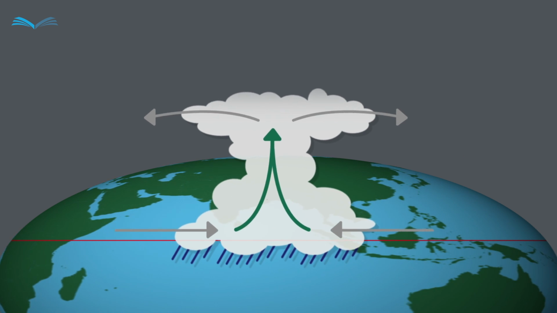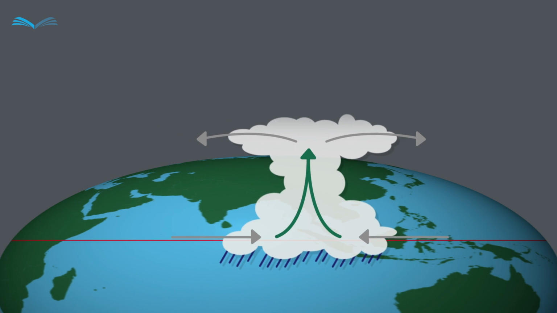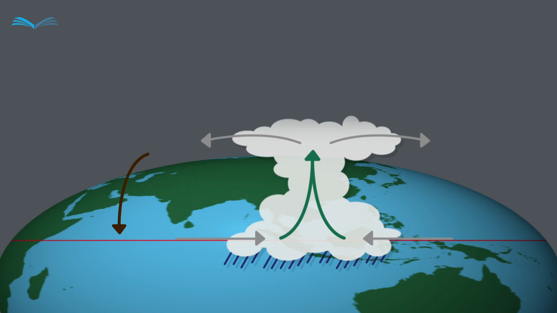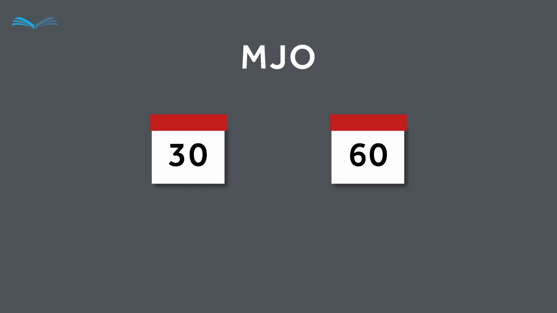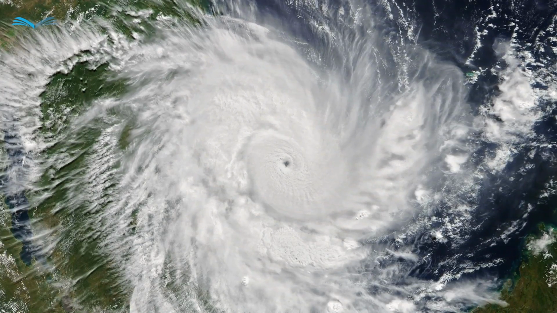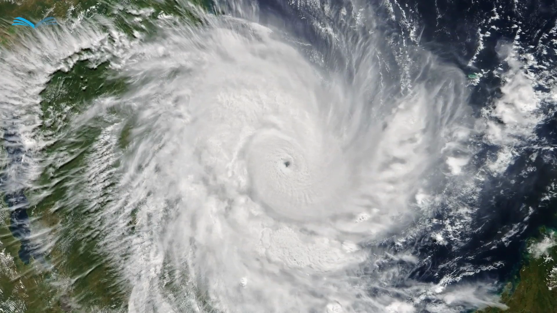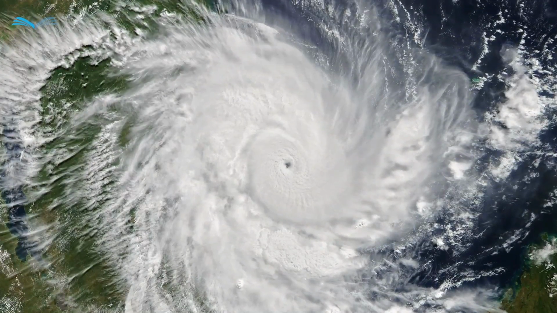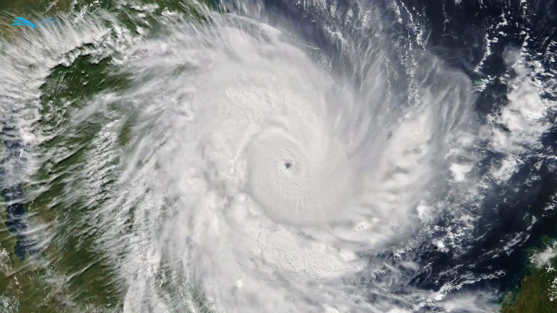When this dipole passes over a location, it typically leads to increased rainfall followed by a drier period. The MJO recurs on a timescale of about 30 to 60 days, but it varies in strength and frequency. An important consequence of the MJO is that tropical cyclones are more likely to develop within and immediately after the enhanced convection phase of a strong MJO, and we'll come back to this shortly.